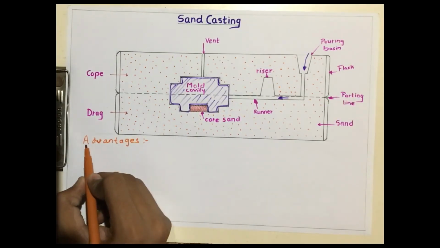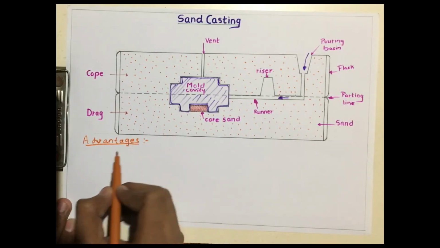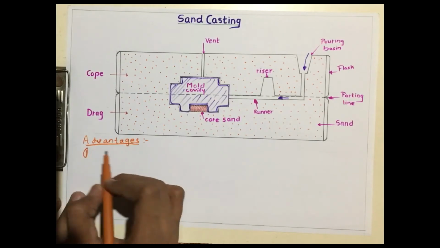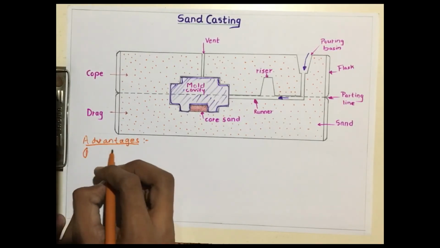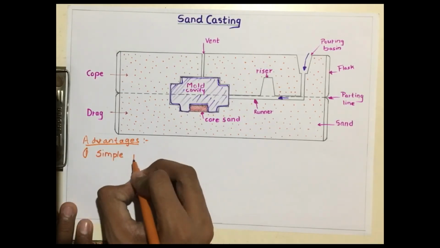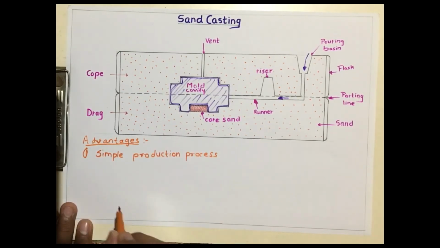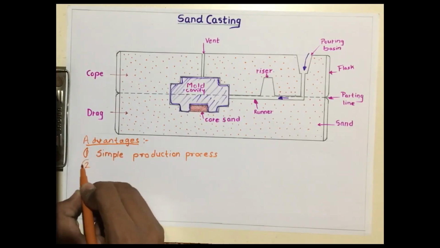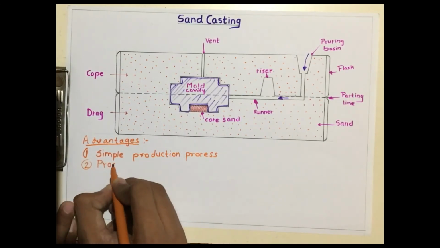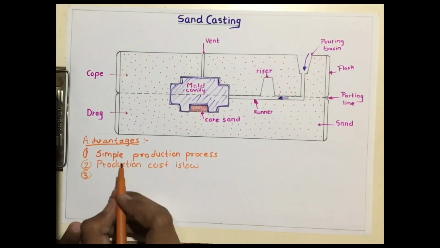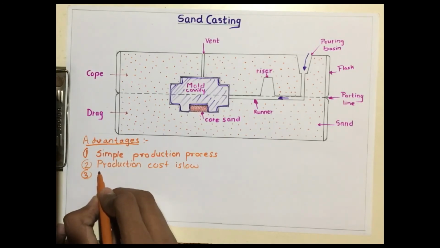Now we will see the advantages of this sand casting process. The advantages are as follows. It is a simple production process. Then second is the production cost is very low. Then third is complex shapes can be made easily.